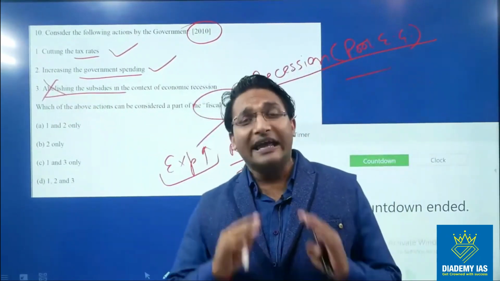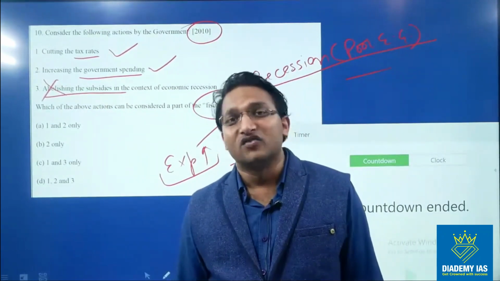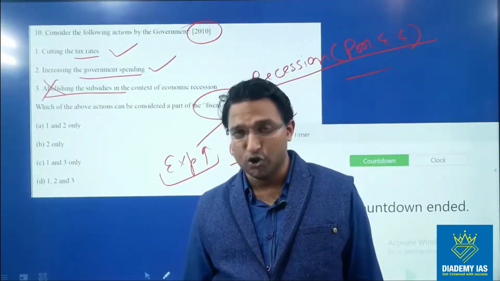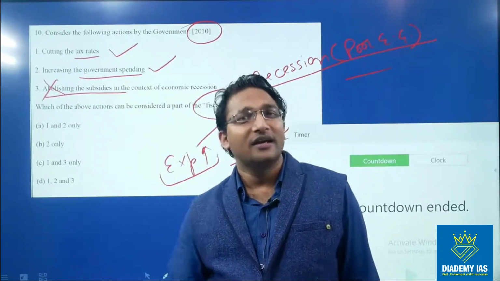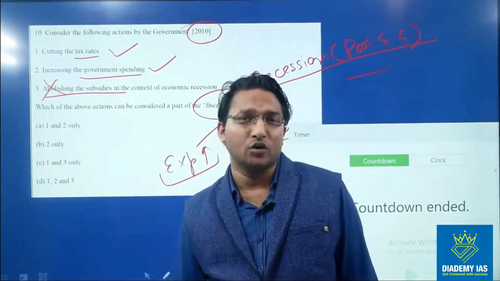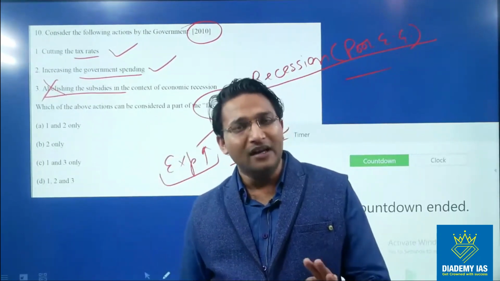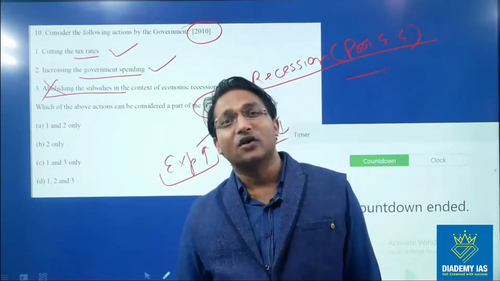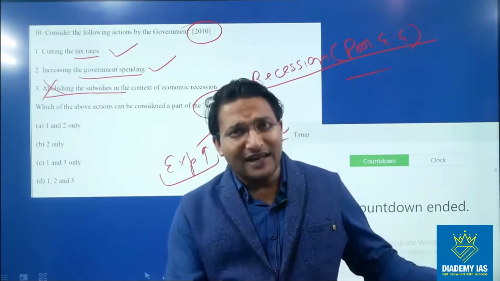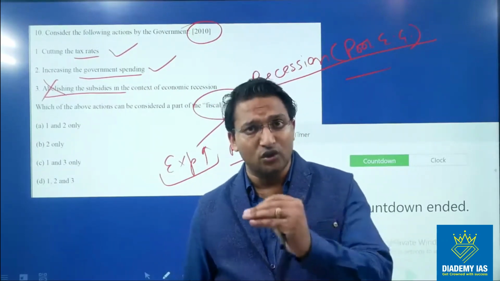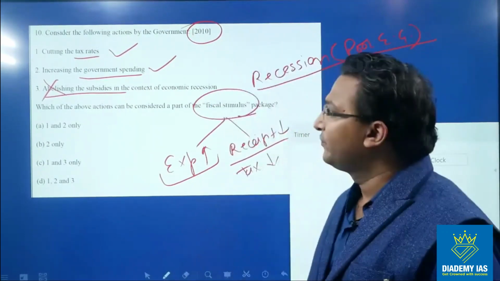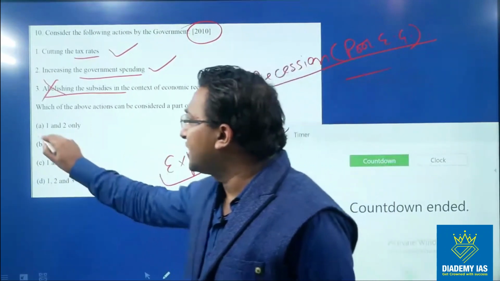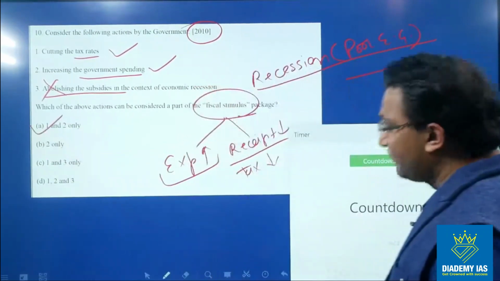My question is, in India, when has this fiscal stimulus package been used? The answer is, it was used in 2008-9, primarily because of the global recession which happened because of the subprime crisis of the USA. And in recent times also, we are using this, especially during this corona lockdown situation. So the answer here is statements 1 and 2, option A.